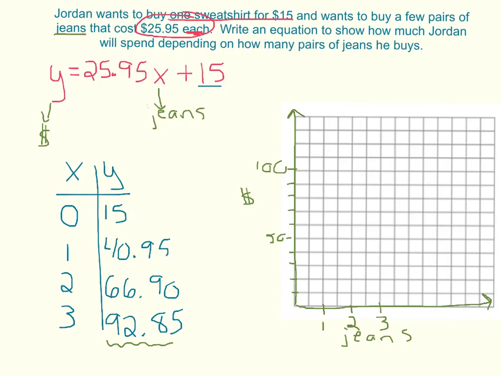0, 15, so in between 10 and 20. Over 1 would be at 40.95, so just above 40. 2 pairs of jeans would be up to 66, so in between 60 and 70. And then over 3, up 92.85. So even though we're estimating, the points fall in a perfect straight line.